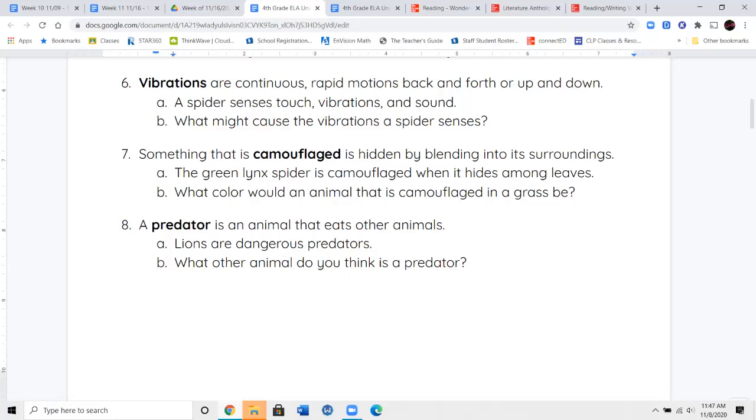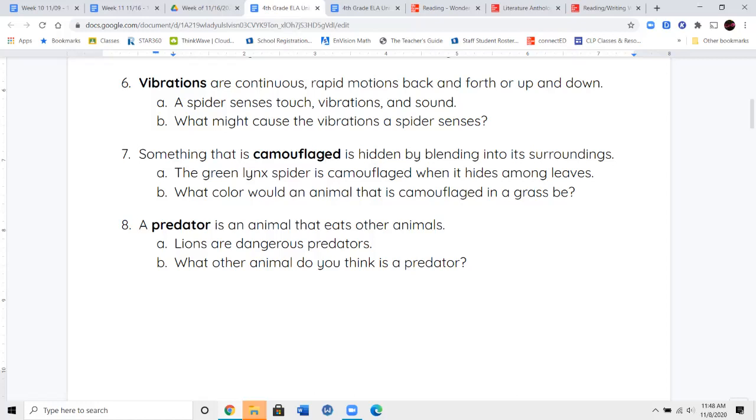Your next word is the word camouflaged. When something is camouflaged, it has the ability to blend in and hide with its surroundings. So things that are camouflaged usually are the same color as their surroundings, or the things that are around them, so that they're able to hide and not be noticed very easily.